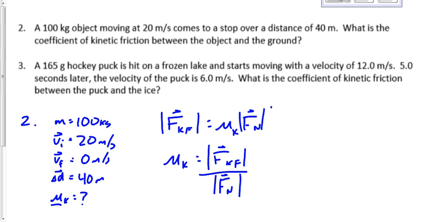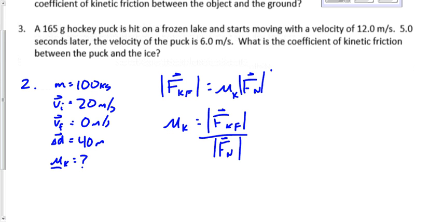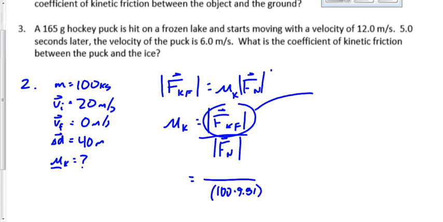Then I look at this and say, well, okay, I know the normal force. The normal force is m times g, right? So let's say it's the force of kinetic friction over 100 times 9.81. Does that make sense for the bottom one? Yeah, the normal force, that was the same as our example, right? 100 times 9.81. But the force of friction, I don't know what that is. So I got to find that some other way.